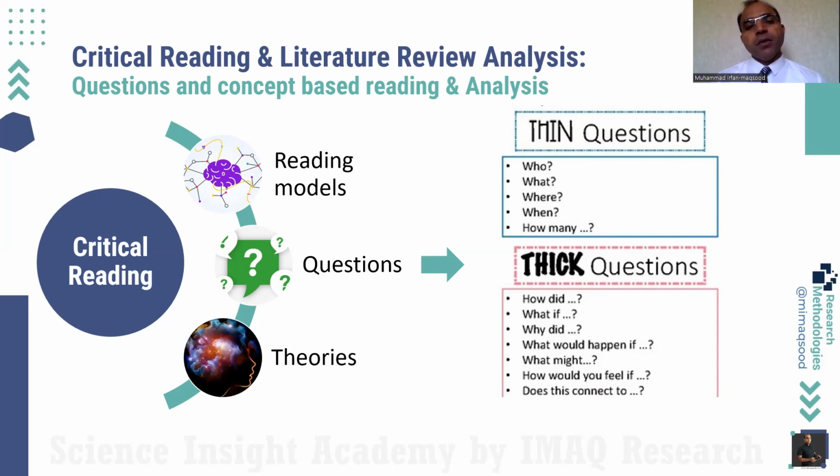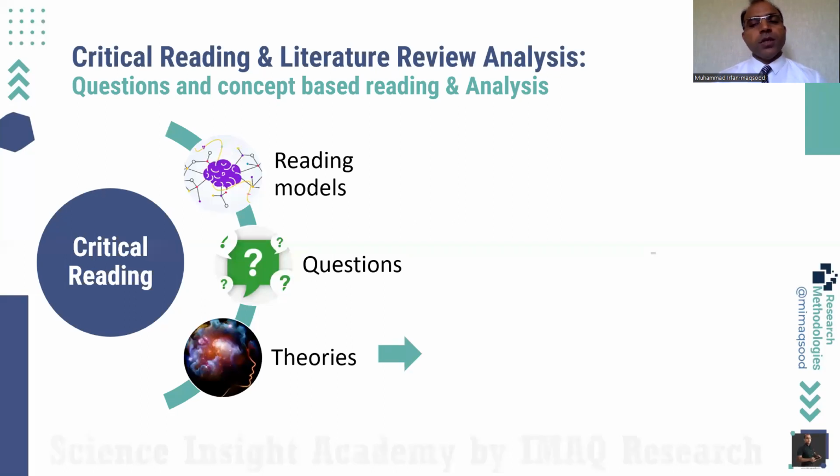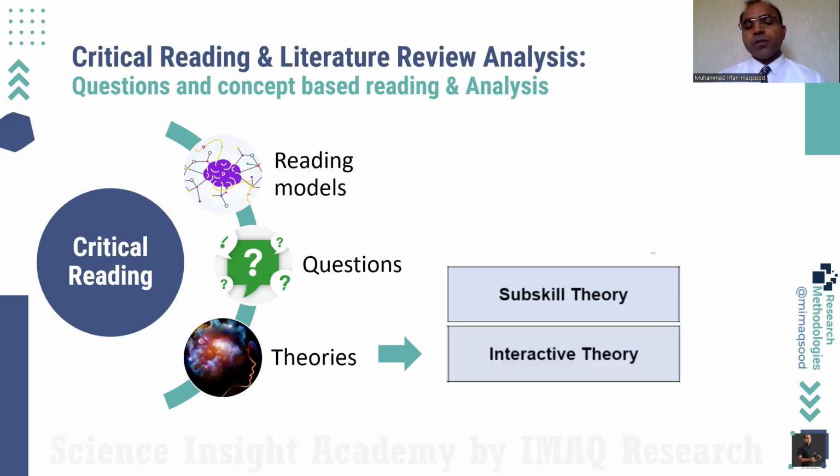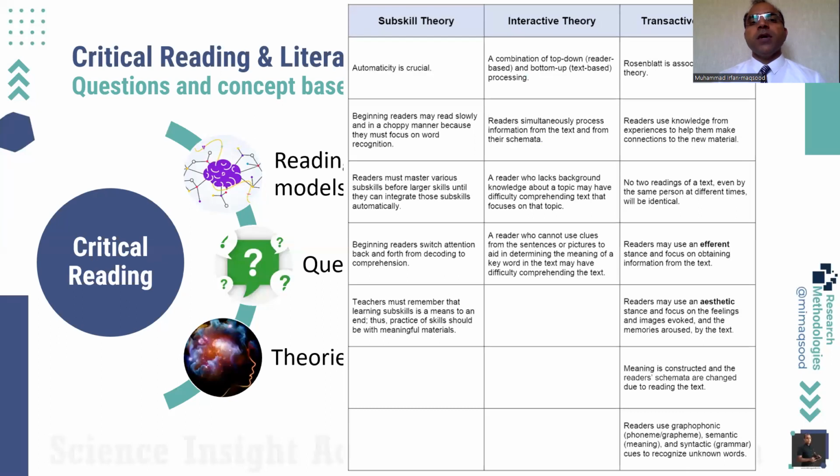These thick questions help you to do critical reading and help you to find out what you are actually looking for. The second thing in critical reading is theories. What kind of theories are you following? For example, one kind of theory is the sub-skill theory. The second is the interactive theory, and also the transactive theory. Sub-skill theory is a kind of general theory of reading, and we will talk about these theories in detail. Interactive is where you are trying to find out some different things, but the transactive theory describes the whole picture of critical reading. So let's go into deep detail of all these theories.